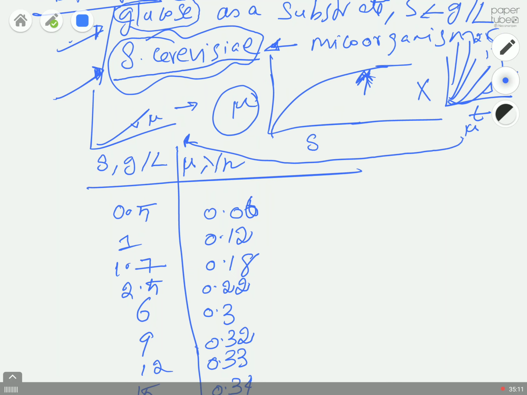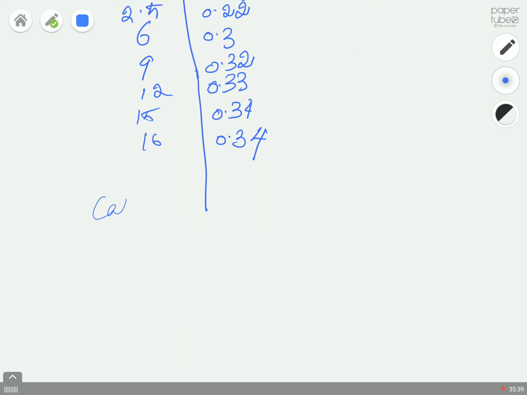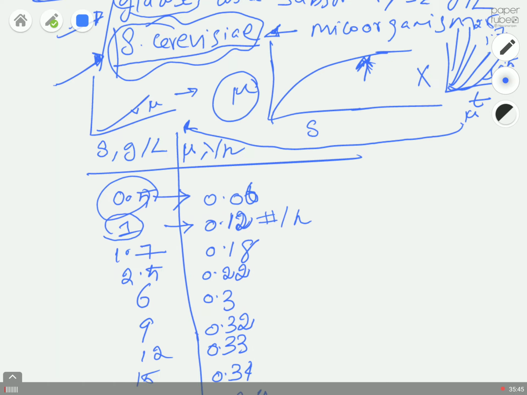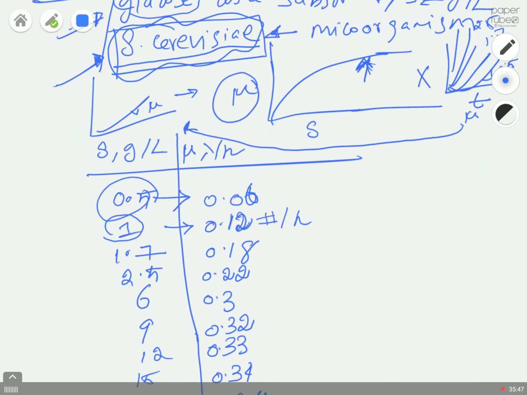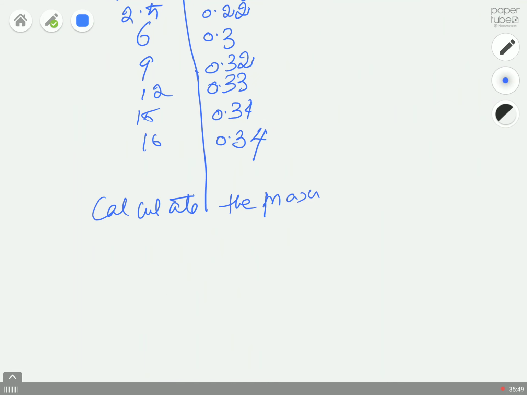So what it says is, when your substrate concentration is 0.5, your specific growth rate is 0.06 divisions per hour. When your substrate concentration is 1 gram per liter, your specific growth rate is 0.1 cell divisions per hour. This is a unit of numbers per hour. And now I'm going to ask you to calculate the maximum specific growth rate of this microorganism.